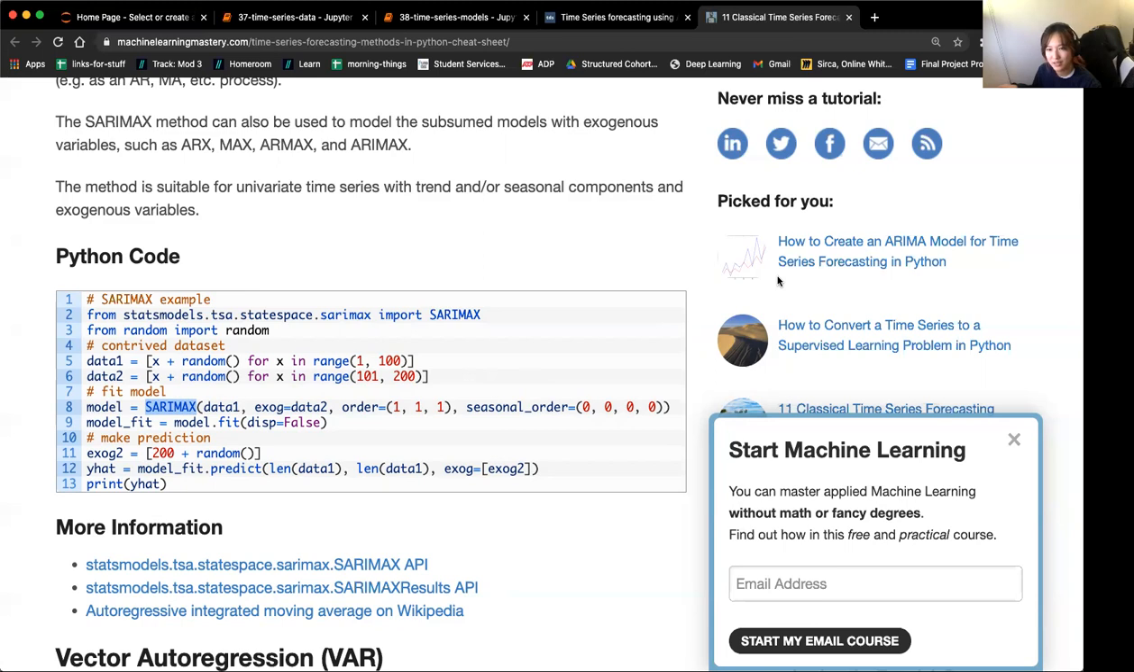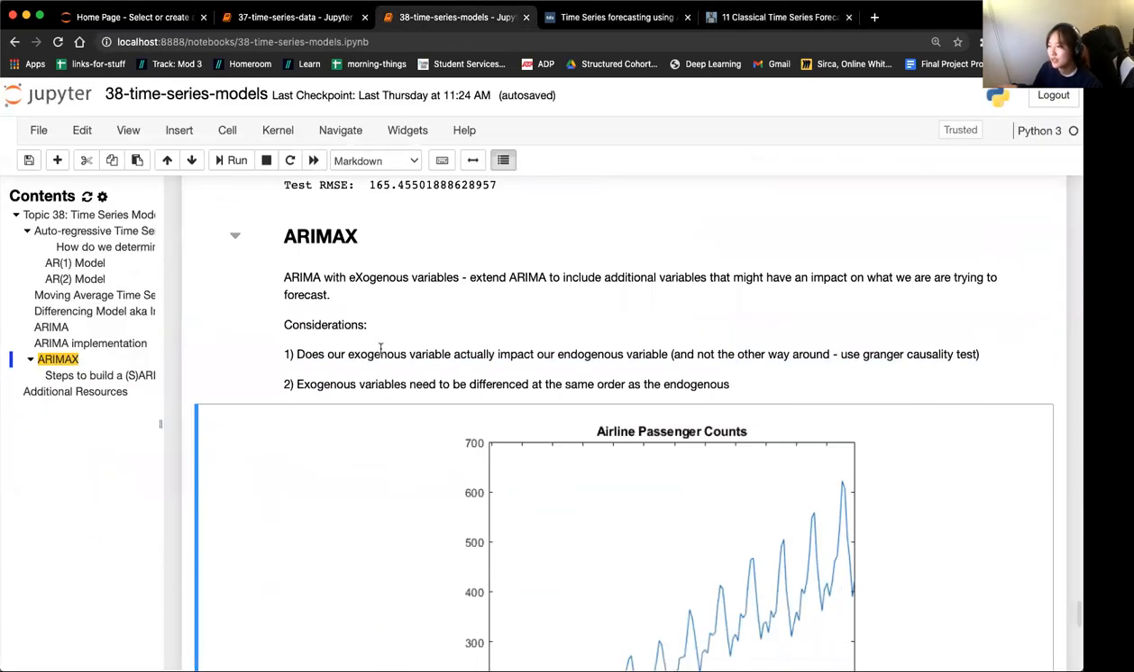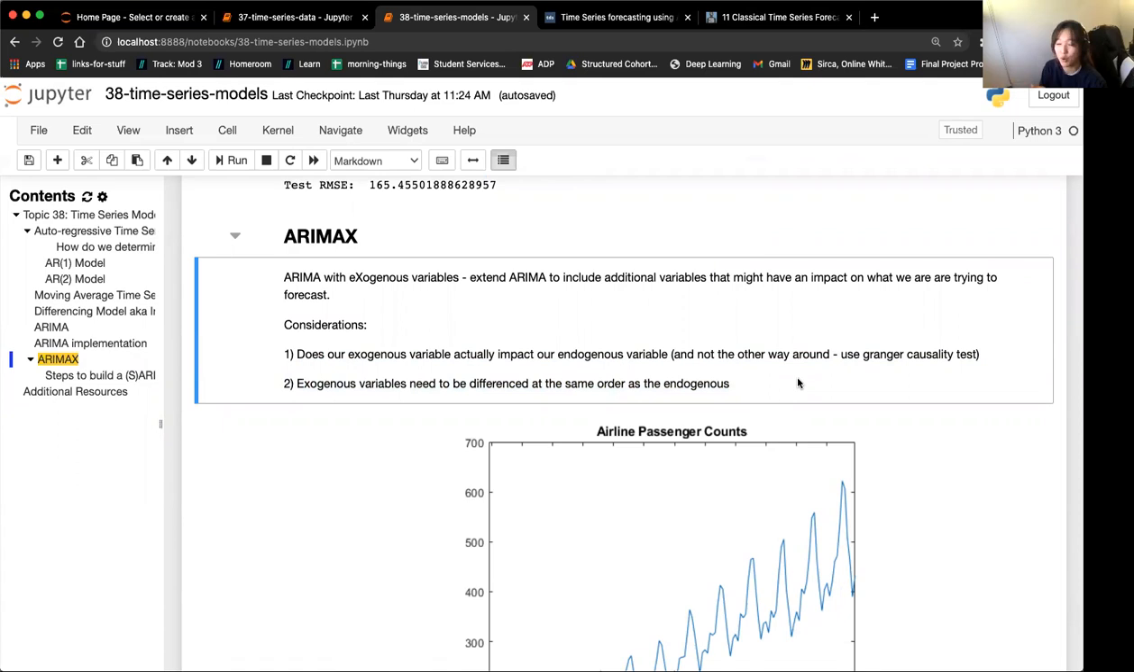Any questions about this? All right. One more thing to mention about exogenous variables. They also need to be differenced to the same order as the endogenous variable. So usually if you have an exogenous variable, you want to plot it and make sure that it has at least a very similar trend to whatever you're trying to forecast. And in this case, it would be a good idea to take a look at the correlation of your forecasting variable with what you're trying to use to predict it.